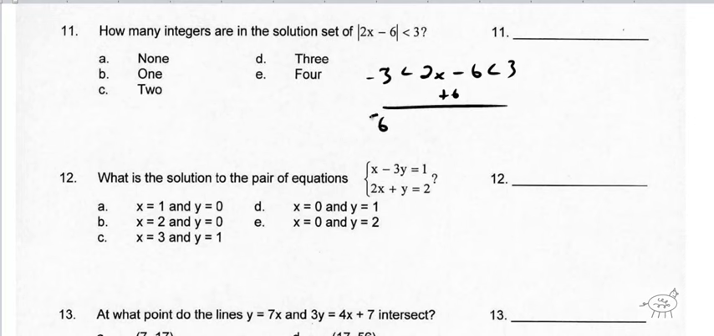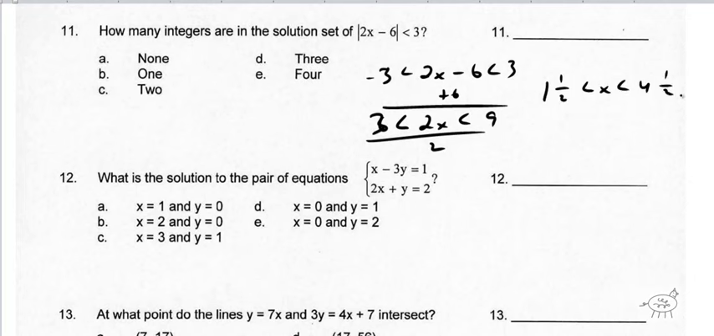So you get, oops, this is 3 less than 2x less than 9, and then divide by 2. So I'm just going to write this as 1.5 because I'm looking for integers, and that's 4.5. So the number of integers between 1.5 and 4.5 is 2, 3, and 4. So there are 3 of them, so it's D.